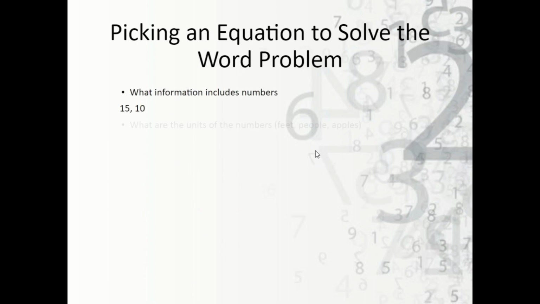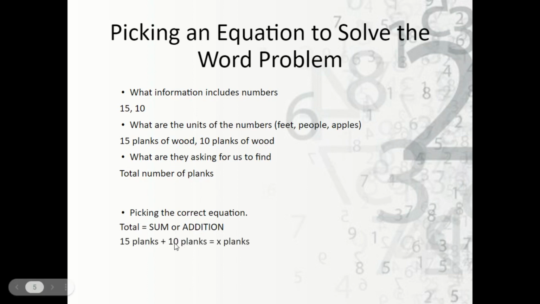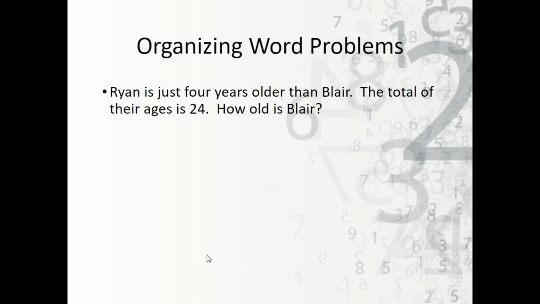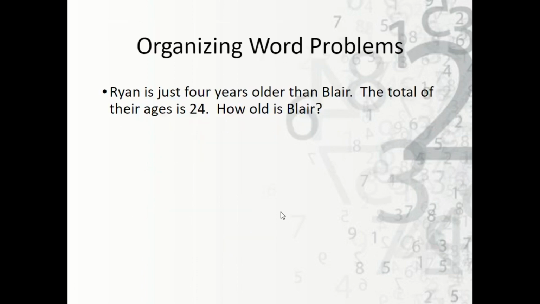So again, we have our information. We know what they're trying to have us find. So now we're going to pick the correct equation. So total means that we're going to find the sum or addition of everything. So we know we're going to have 15 planks plus 10 planks, and in reality it's 2 times 10 planks because there's 2 of them. And that's equal to X number of planks. That's it. That's as easy as it is.